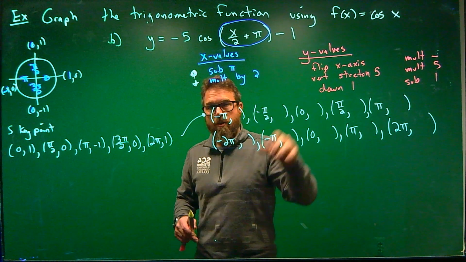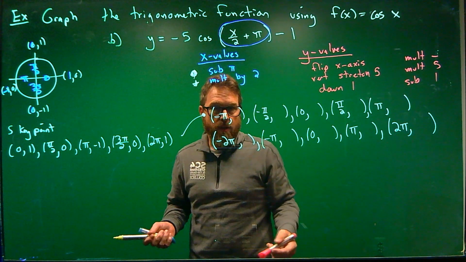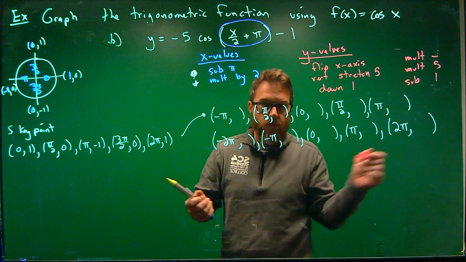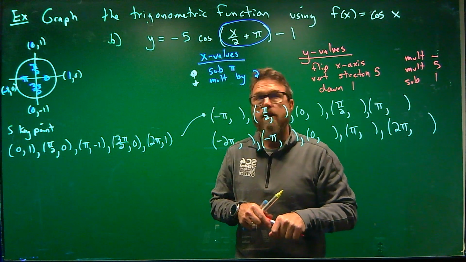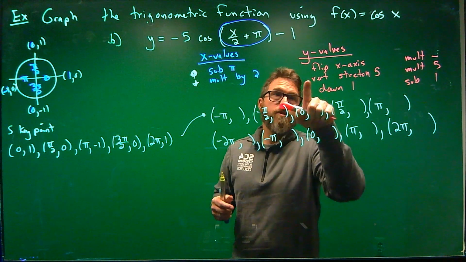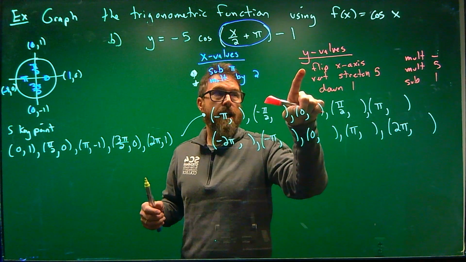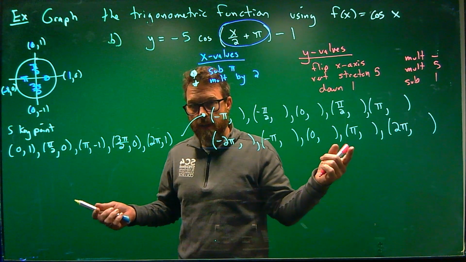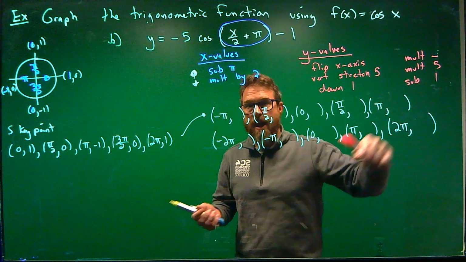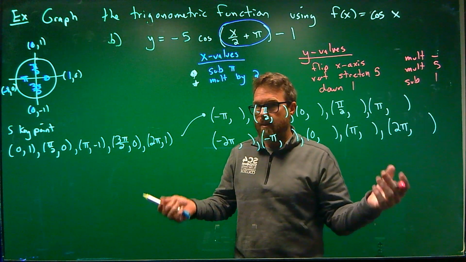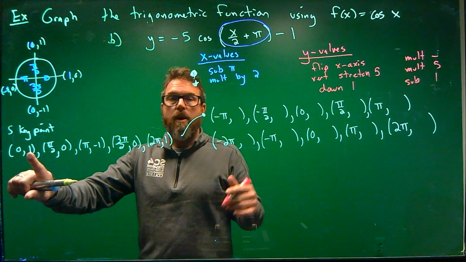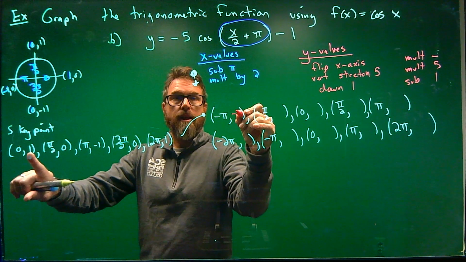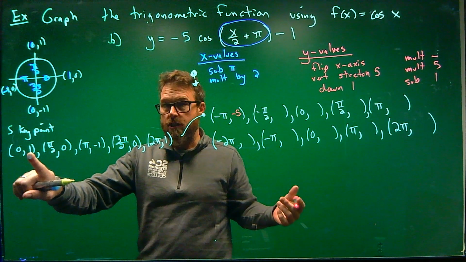Now, the y-coordinates are handled independently of the x-coordinates, so we might as well just do them in these rows so I don't have to write this 4 times. Well, 5 times because I have an extra one. So we have to flip over the x-axis, which means I have to multiply by a negative. And I also have to multiply by 5, so let's just multiply it by -5 and do it at the same time. So if I multiply 1 by -5, this is going to be -5. That's flipping it and stretching it.